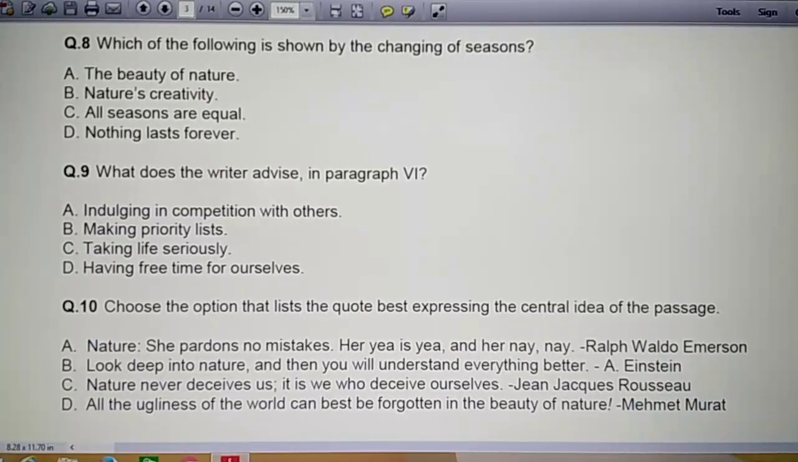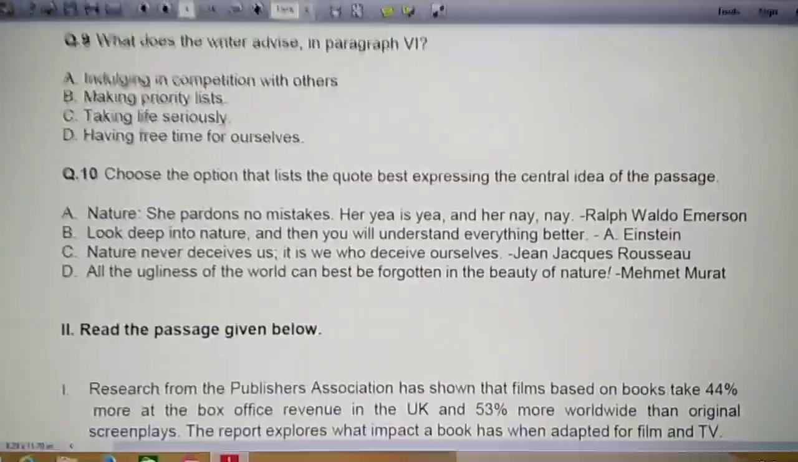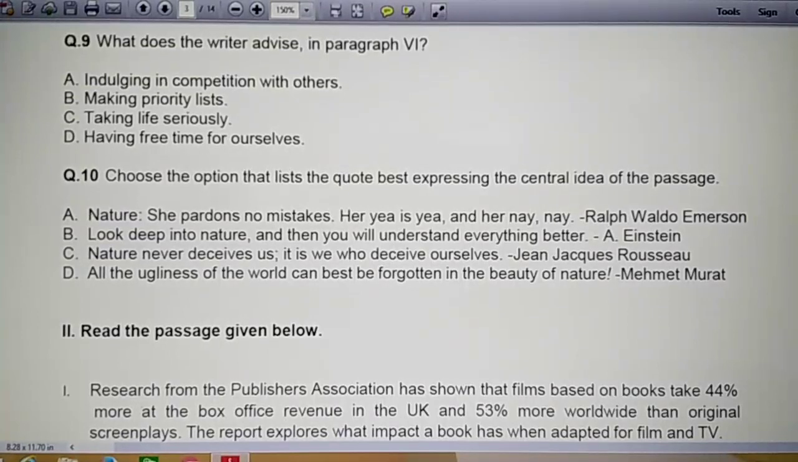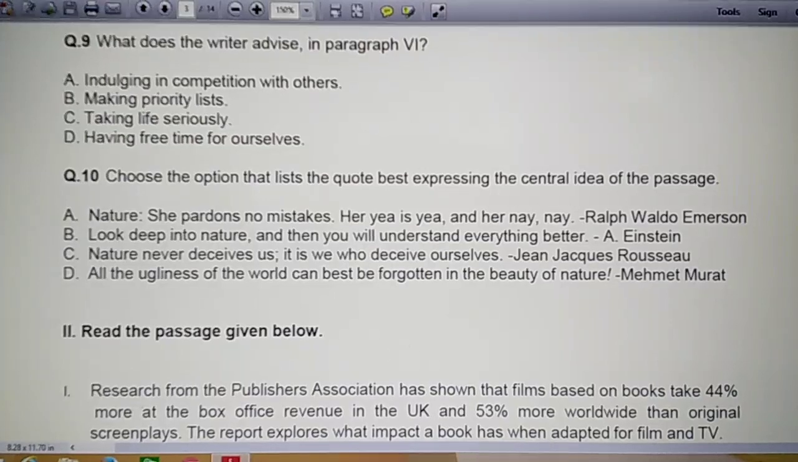Question number 8. Which of the following is shown by the changing of seasons? And the answer for that will be nothing lasts forever, option D. Question number 9. What does the writer advise in paragraph 6? So the right option for that will be having free time for ourselves. Option D will be the right one.